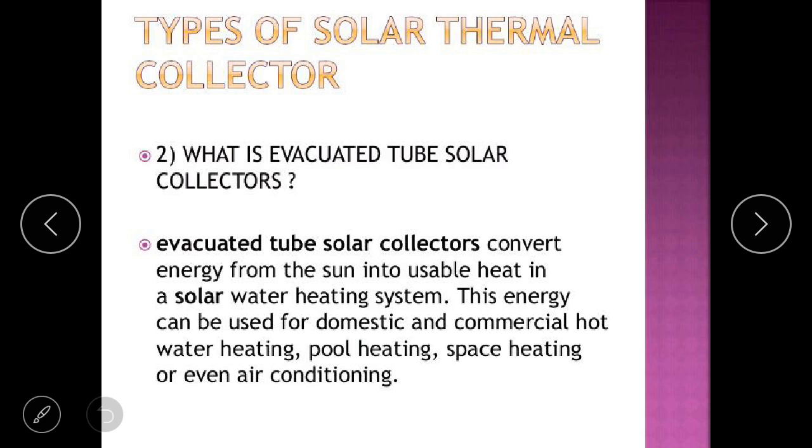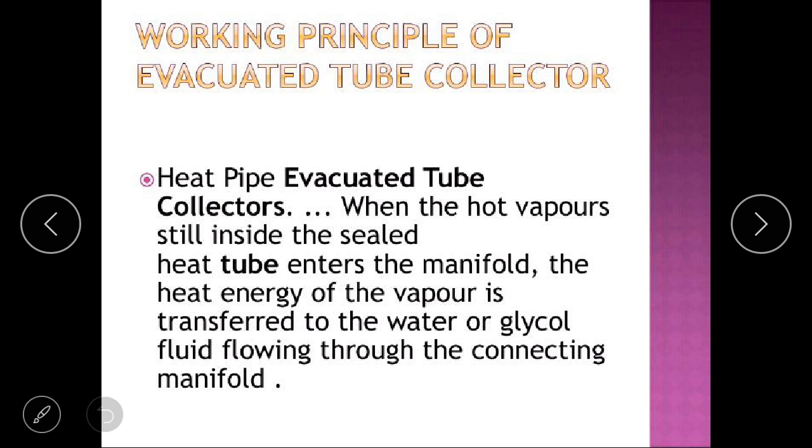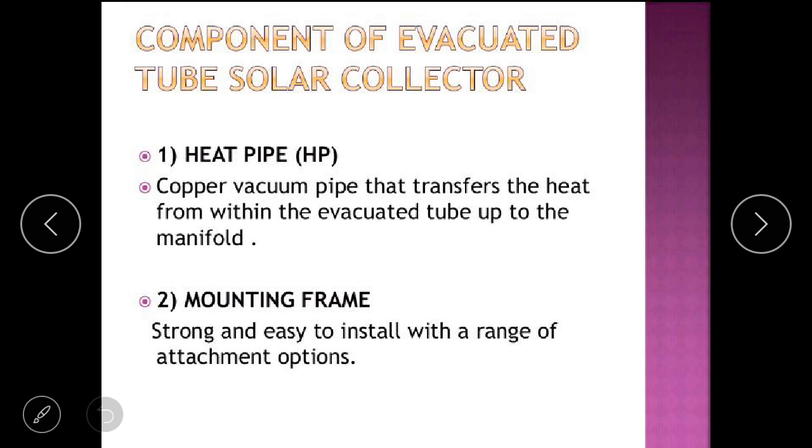This energy can be used for domestic and commercial hot water heating, pool heating, space heating, or even air conditioning. It is generally used for air conditioning also. It is for small area use. In a heat pipe evacuated tube collector, the hot vapor inside the sealed heat tubes enters the manifold. The heat energy of the vapor is transferred into water or glycol, that is, the fluid flowing through the connecting manifold.